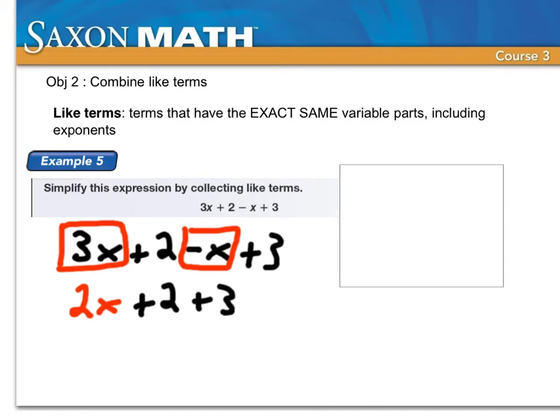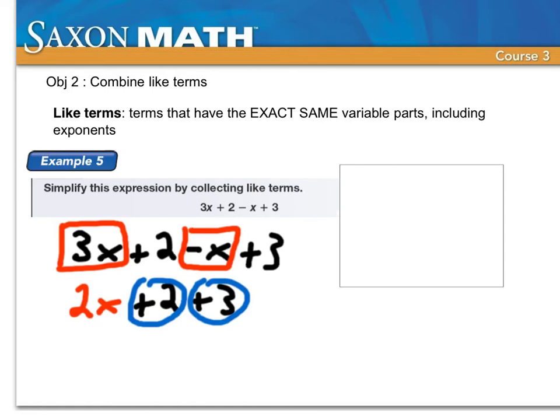Well, now if I read these, I got 2x plus 2 plus 3. Neither one of these two have x's with them, so I can't combine them with this. I'm done with the x's. I got no more x's to combine with this. But I can always combine constants together. They have the same variable parts. Okay, 2 and 3 each have no variables, so that's the same variable part. So now I can go ahead and combine these together.